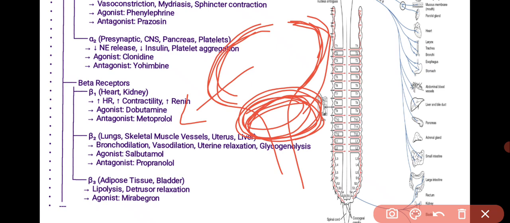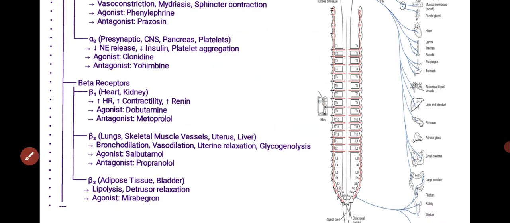Also present on the adipose tissue, so that's why lipolysis may take place. An example of an agonist on these beta 3 receptors is mirabegron. In this way now we can understand what the effects of the alpha receptors are and what the effects of the beta receptors are. Then when these receptors are blocked, we need to understand what effects they produce.